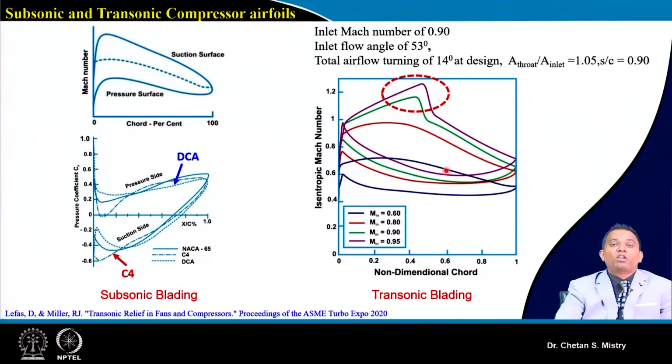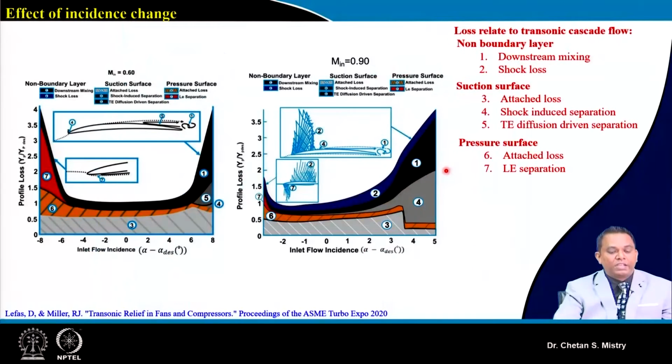Okay. Now in order to realize that part, let's see, this is a very interesting plot representing the effect of change of incidence angle. So this represents when our inflow Mach number is 0.6, and this is when our inflow Mach number is 0.9.